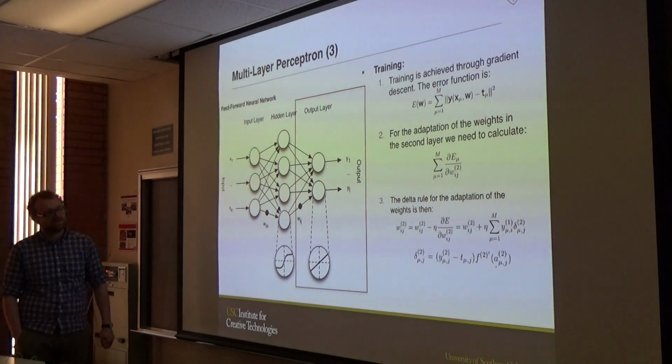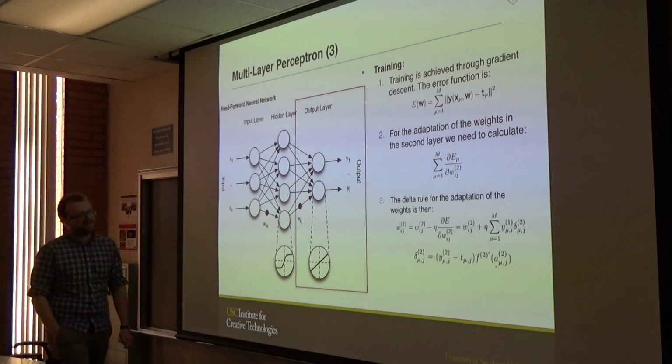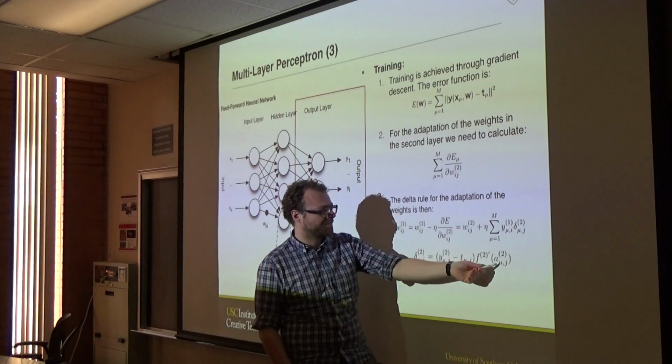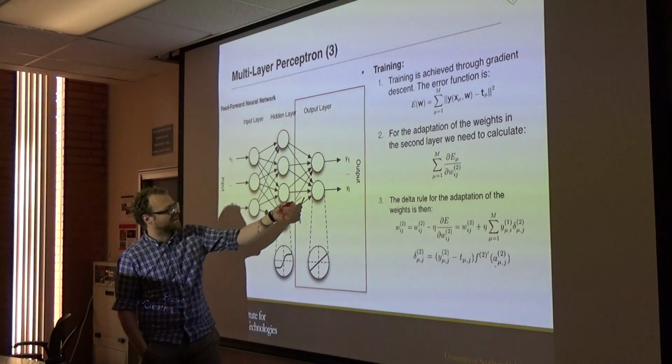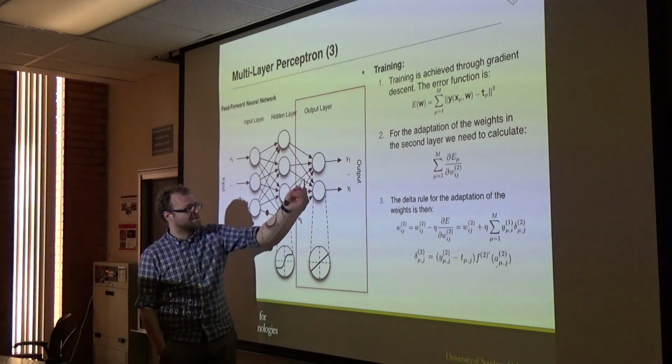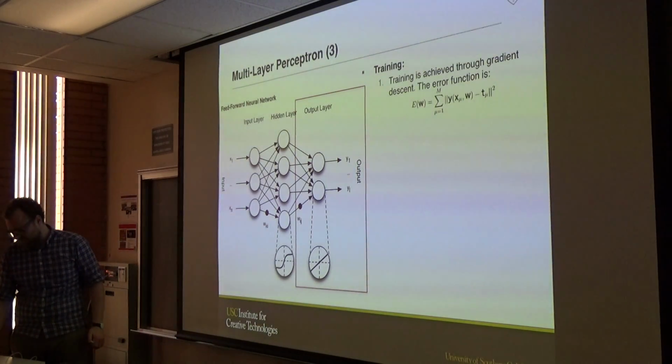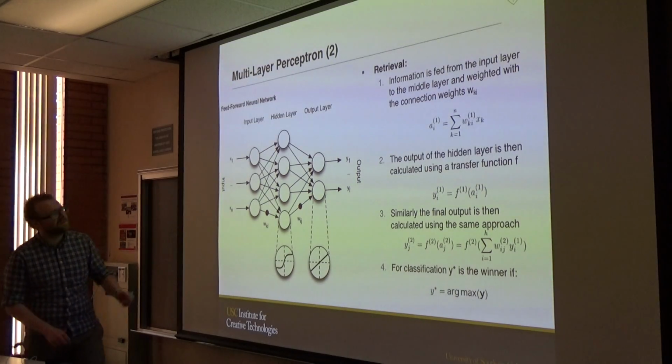What is the A value in the...? That's the weighted sum between whatever the input is and the weights. Yeah, it's a membrane potential, so to say. I think we have it here.